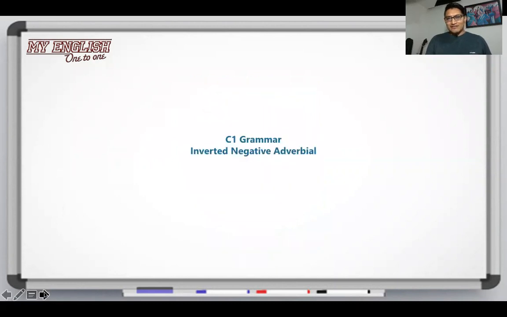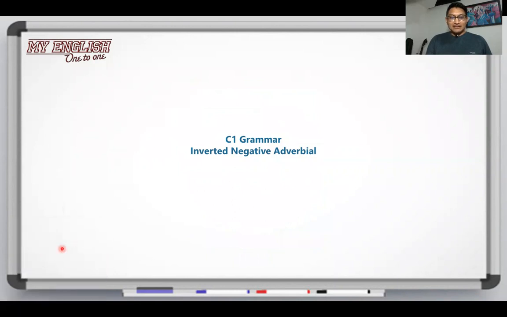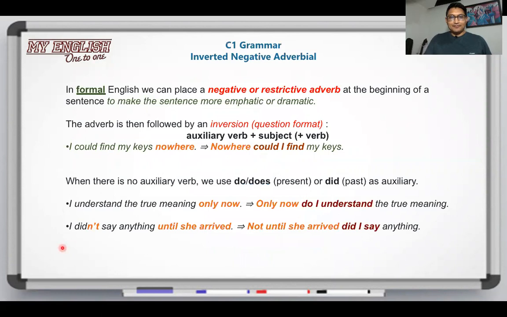Today we're going to have a class about inverted negative adverbials. This is a grammar class for level C1. All right, so we're going to start. An inverted negative adverbial is a case in which we start a sentence with an adverb or an adverbial phrase.